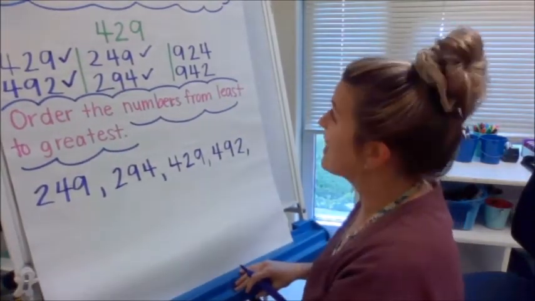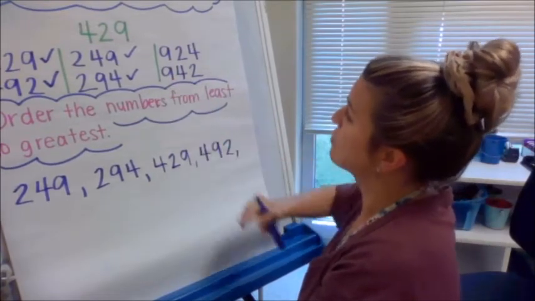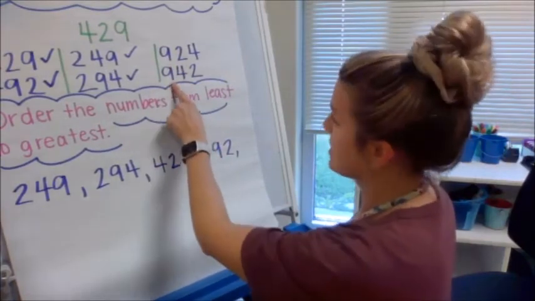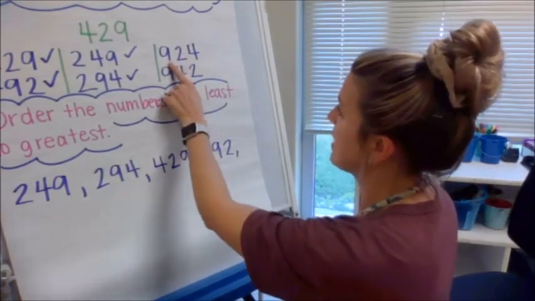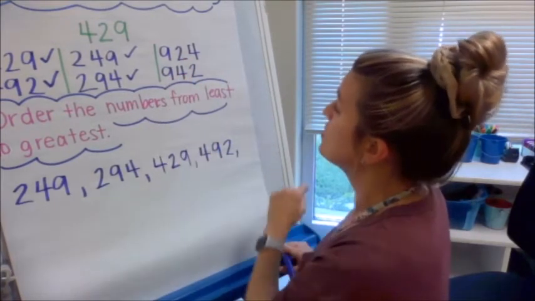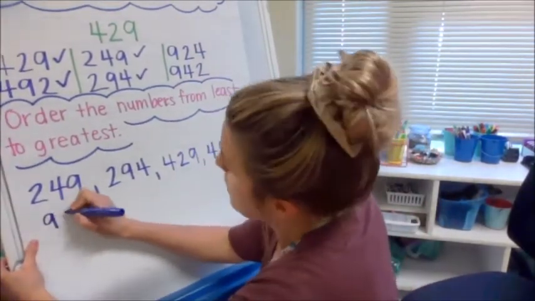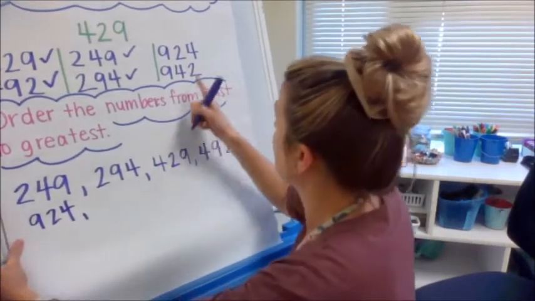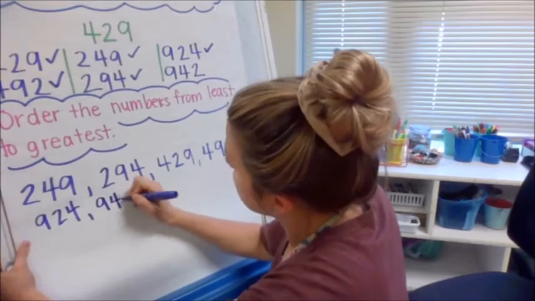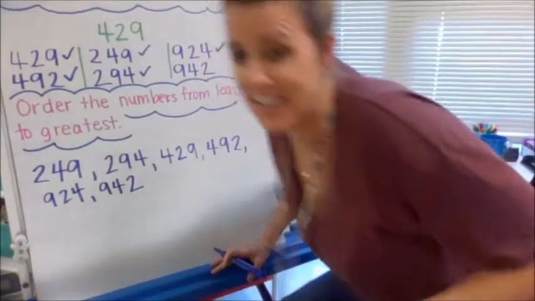All right, so last but not least, I have my 924 and my 942 to put in order. So my hundreds are the same again. I've got to look at my tens place. 924 and 942. So I know that 2 is less than 4, so I know that 924 is going to come next. And then last I have 942.